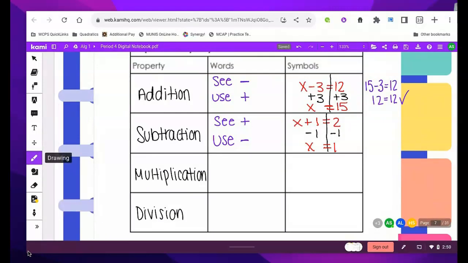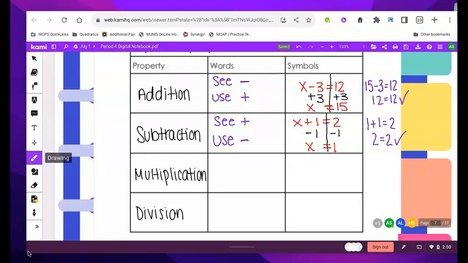And then quickly I can substitute that 1 back in for x. 1 plus 1 equals 2. And 1 plus 1 does in fact equal 2. So that is correct. 2 does equal 2.